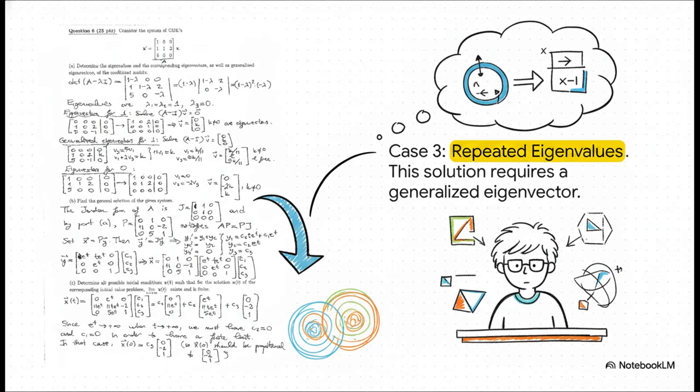So in this problem, the eigenvalue lambda equals 1 is repeated. When you solve it the usual way, you only get one eigenvector, but you need a second solution. And that's where this generalized eigenvector, eta, comes into play. You find it by solving a slightly different equation: (A minus lambda I) times eta equals v. You're basically looking for a vector that gets pushed into the direction of your first eigenvector. And you can see the student does that calculation right here. And the final solution needs both the regular and the generalized eigenvector to work.